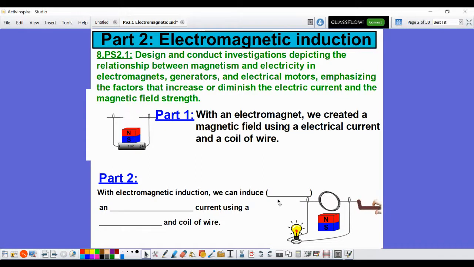Okay, this is part 2 of our same standard, PS2.1. So if you remember, PS2.1 is looking at a relationship between magnetism and electricity. We've already looked at part 1, and we're just going to review part 1 because part 2 is the complete opposite. We need to remember what part 1 is so that we know how it is a complete opposite.